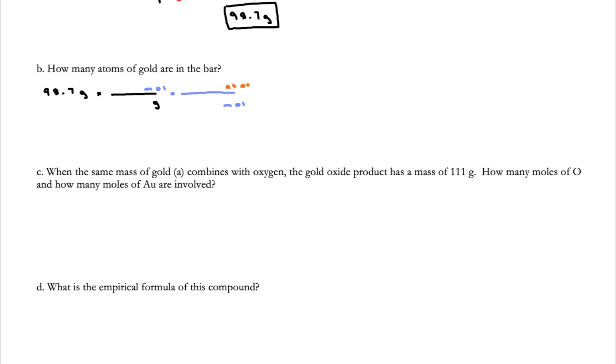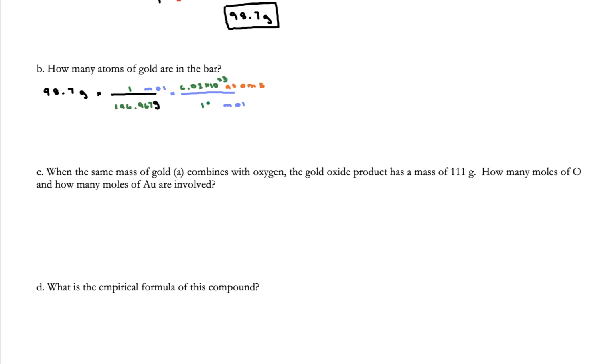The relationship between grams and moles, grams per mole, is my molar mass. So I need to know the molar mass of gold. If you look at your periodic table, the atomic mass of gold is 196.967. So I'm going to put 196.967 on the bottom because it's 196.967 grams for every 1 mole. Then the relationship between atoms and moles is Avogadro's number. So 6.02 times 10 to the 23rd atoms are in every 1 mole.